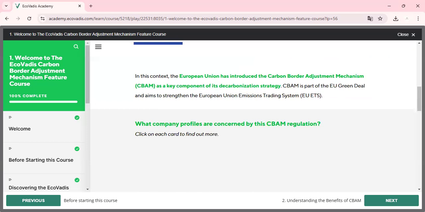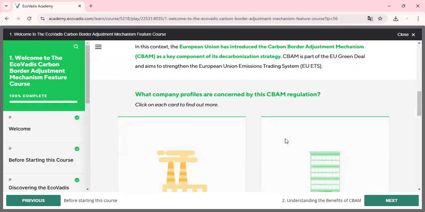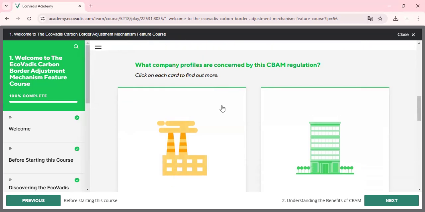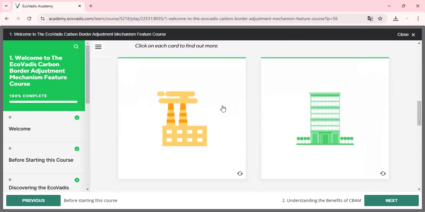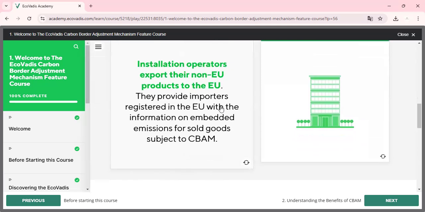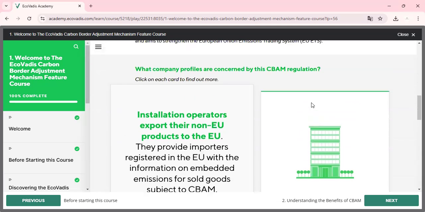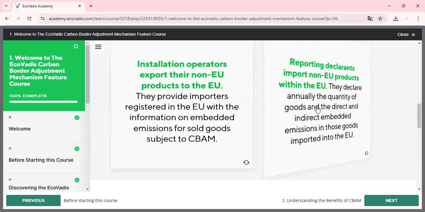Installation operators export their non-EU products to the EU. They provide importers registered in the EU with the information on embedded emissions for sold goods subject to CBAM. Reporting declarants import non-EU products within the EU. They declare annually the quantity of goods and the direct and indirect embedded emissions in those goods imported into the EU.